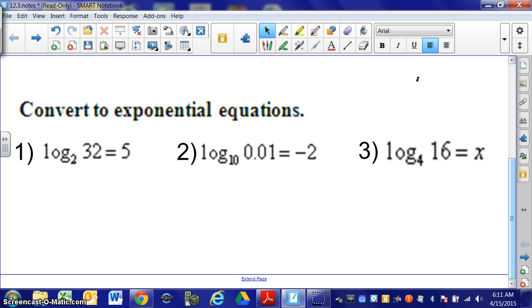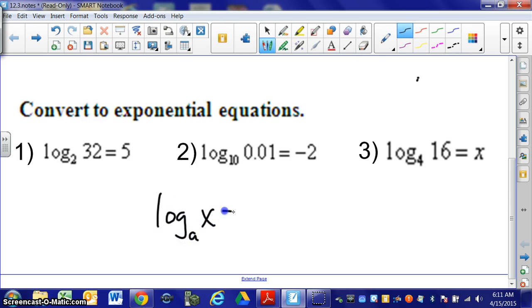As we talked about in the last section, and when we were graphing logarithmic functions, we had the idea where log base a of x equals y, and that's the same thing as a to the y equals x. So we want to be able to go back and forth between these two forms.